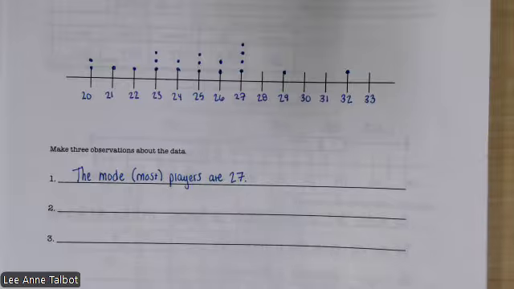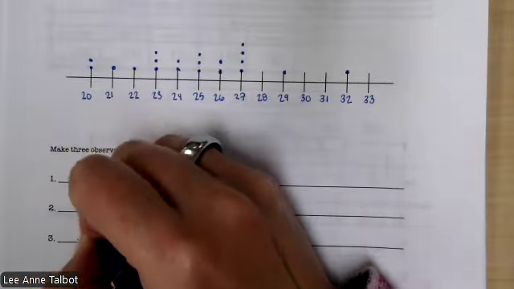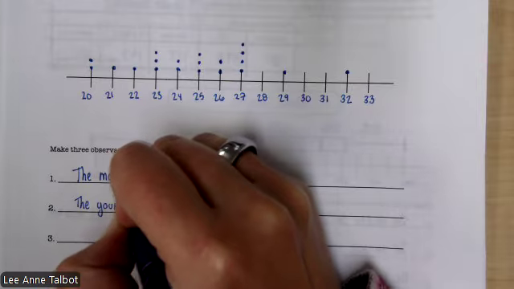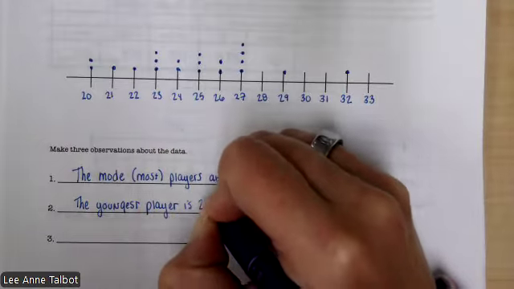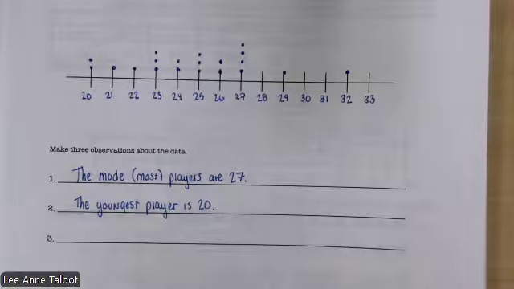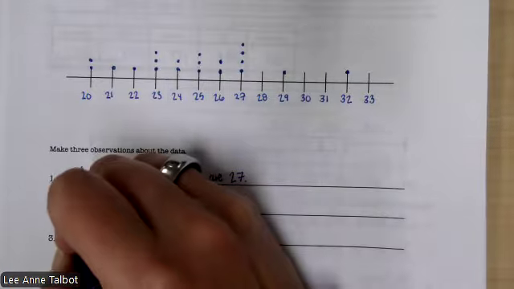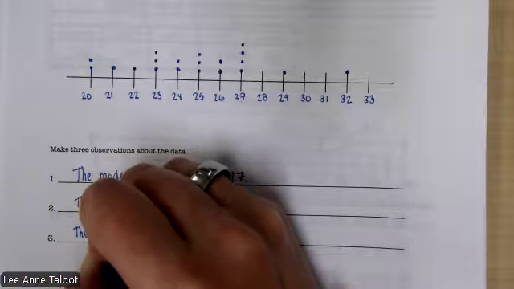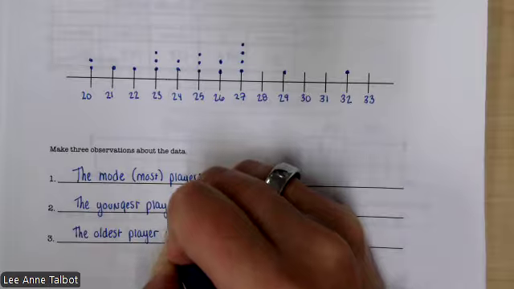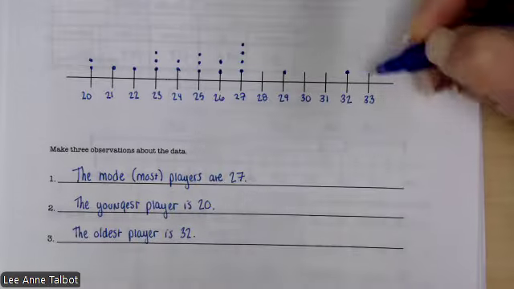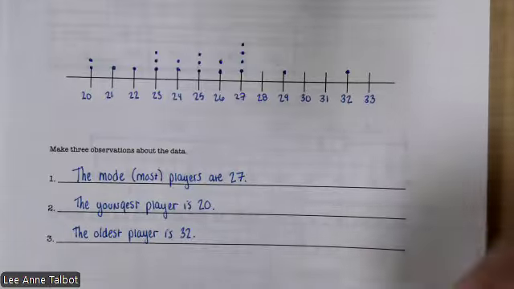And how old is the youngest player? Yep. And the oldest? 32. Okay, now there's one more thing I want to add. What do we call a number that's far away from all the other numbers? Outlier.